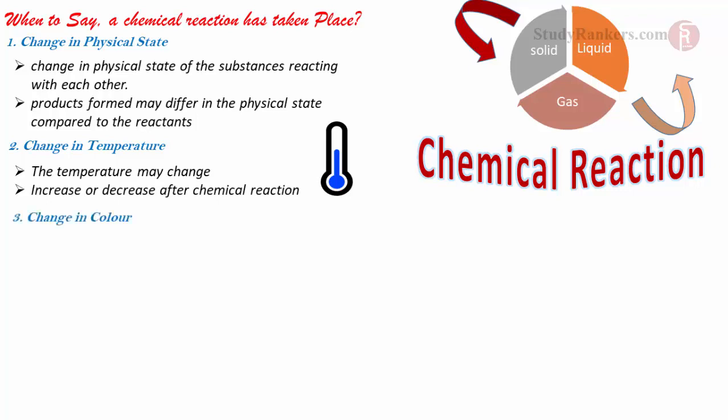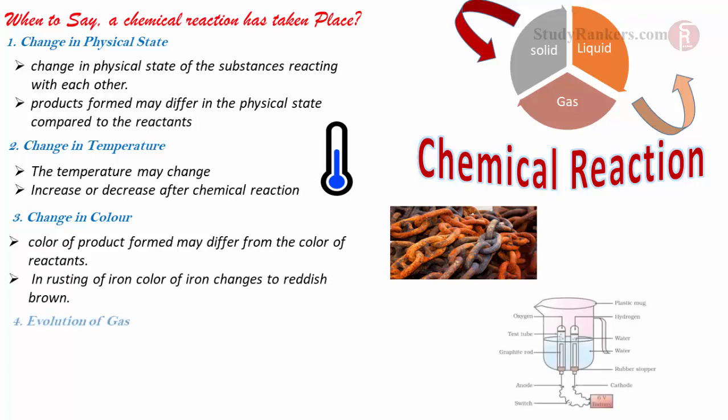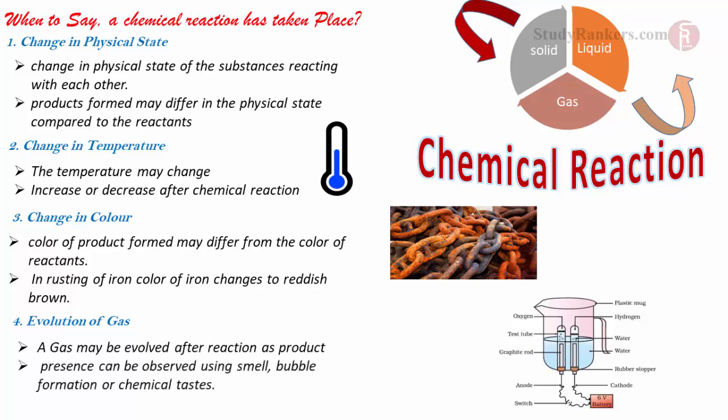Change in color is another indicator. The color of the product formed may differ from the color of the reactant. In rusting of iron, the color of iron changes to reddish brown. The reaction can also be indicated by evolution of gas. A gas is evolved as a product of certain reactions. The presence of gas can be deduced by its smell, bubble formation, or certain types of chemical changes.